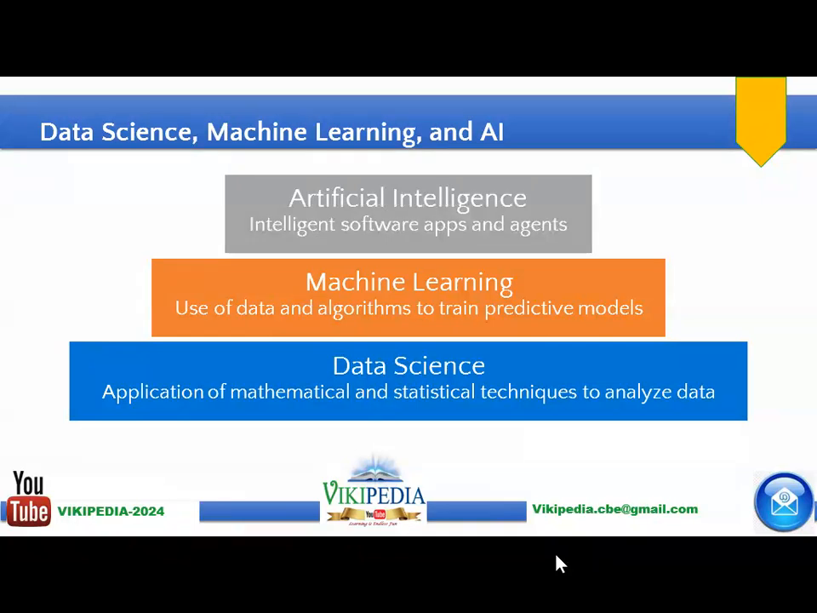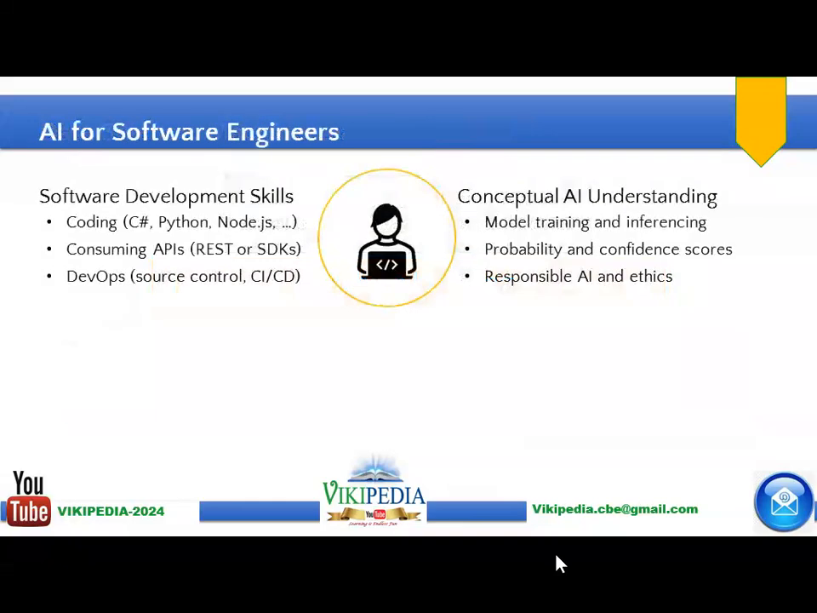Whenever you want to train a particular machine, we have to give the correct information, the correct data. So there is another domain called data science. Artificial intelligence works along with machine learning as well as with data science, right? This was a short introduction about the relation between AI, machine learning, and data science.